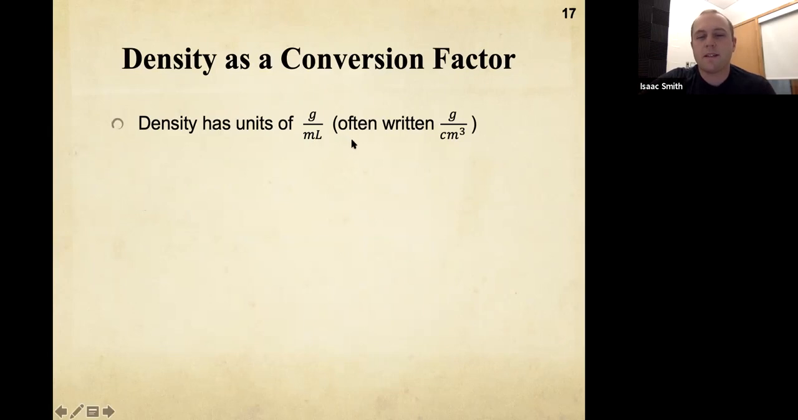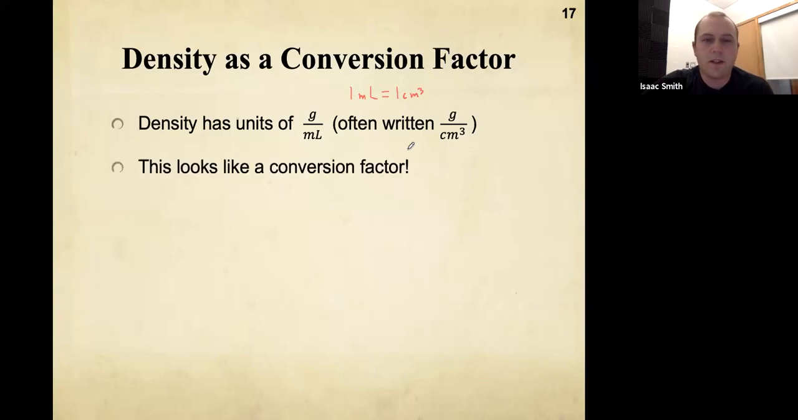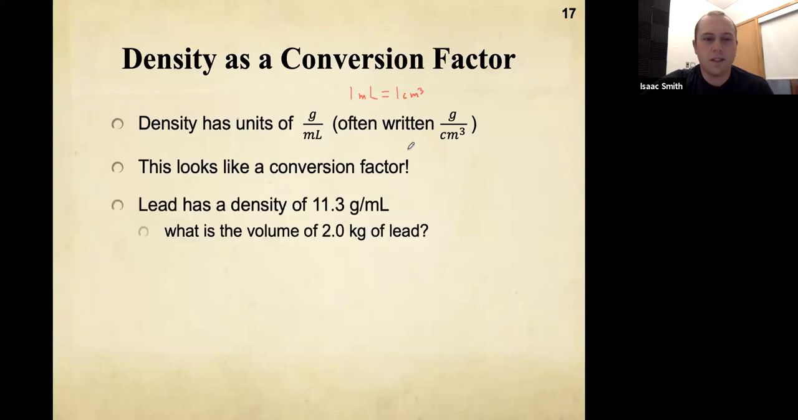Something to note is that sometimes you'll see milliliters, sometimes you'll see centimeters cubed. They're interchangeable because 1 milliliter is equal to 1 centimeter cubed. So you can write them interchangeably, and sometimes you'll see them used interchangeably. Okay, so again, this looks like a conversion factor. There's a fraction that we can use.